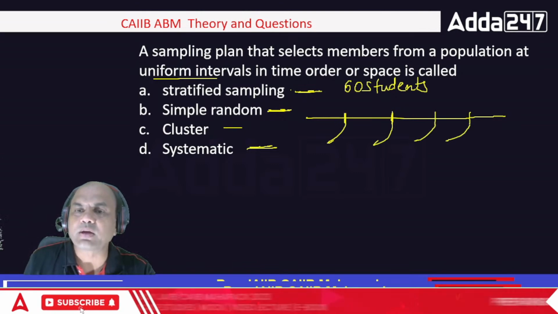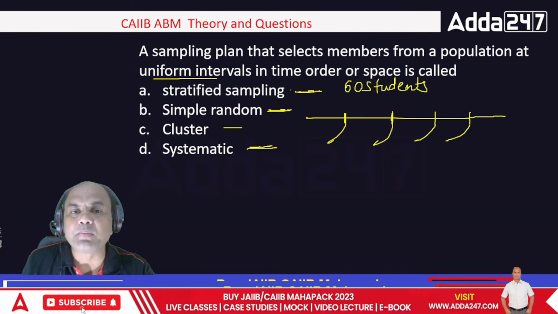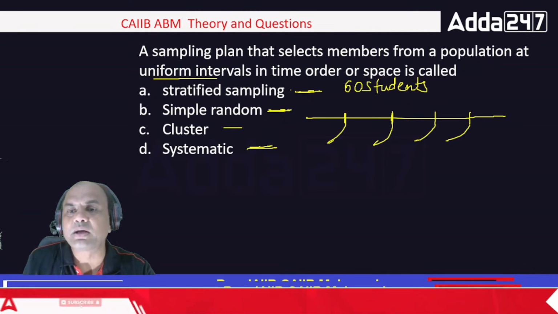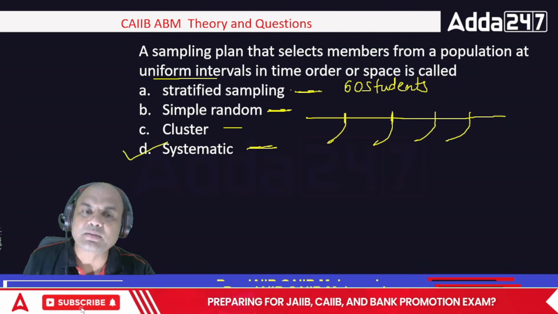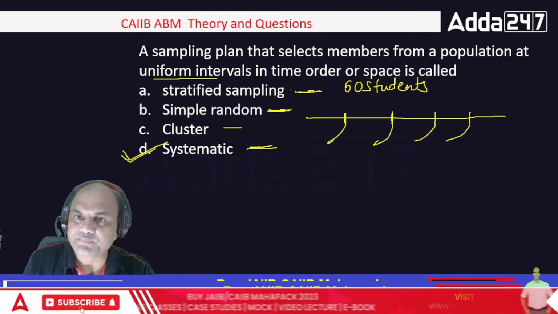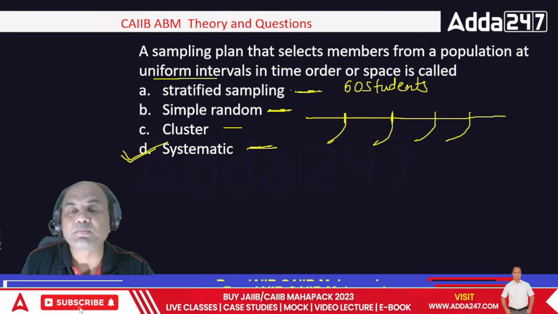When I tell them, what am I doing? I am using a uniform interval concept. So this is known as systematic sampling, systematic. So this is a type of probability sampling.